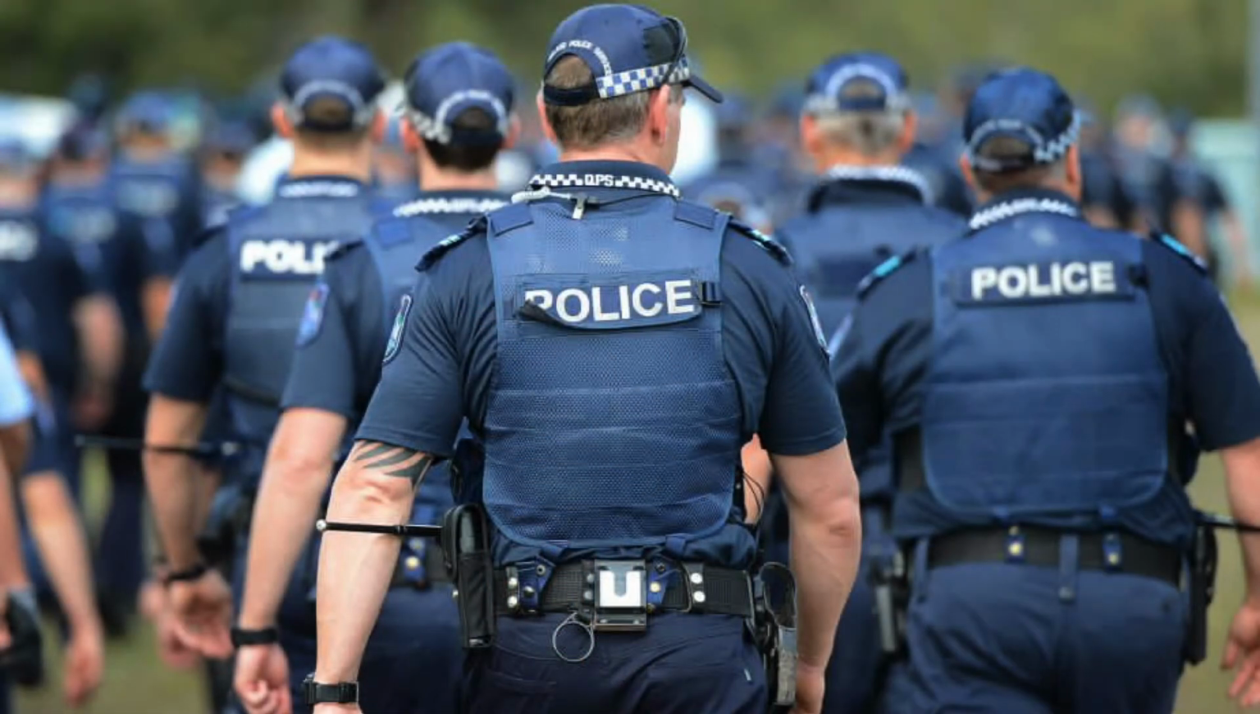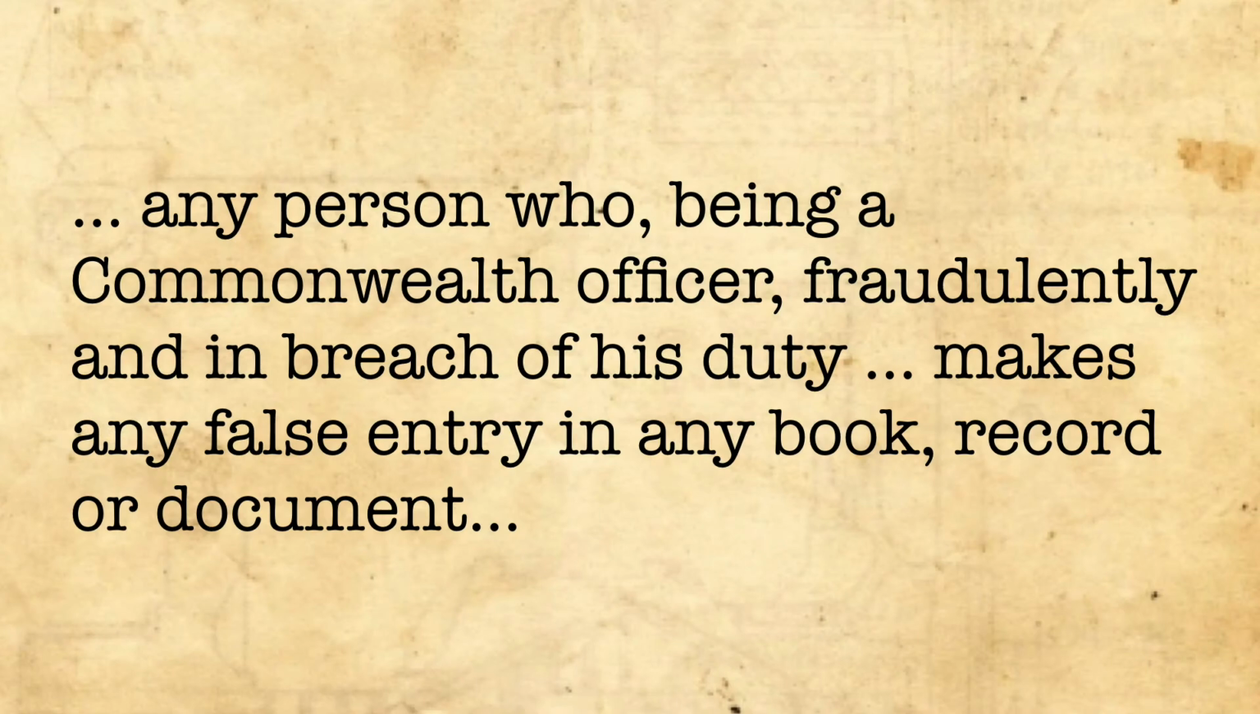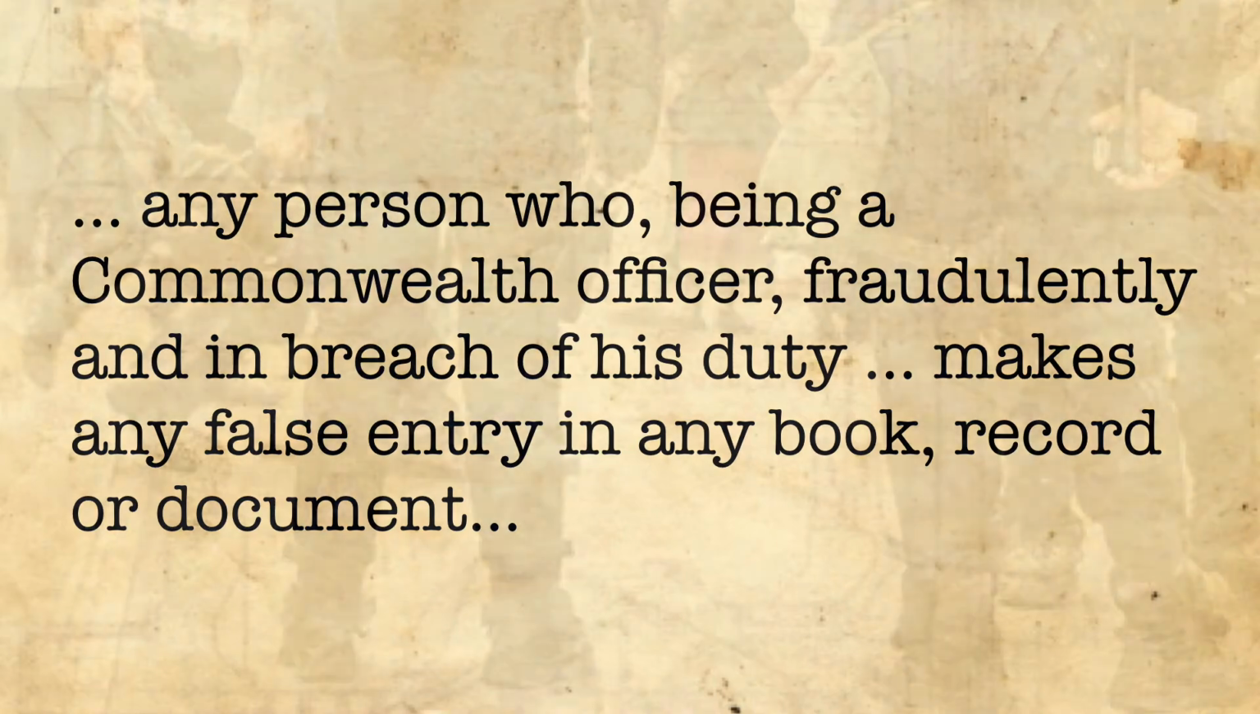During that prosecution, the defence asked to see the search warrant allowing the search of the suitcase. Now, at law, no search warrant was actually needed and none had been obtained, but in a moment of stupidity, the officer falsified one. It all came unstuck, and the officer was charged under Section 72 of the Commonwealth Crimes Act, under which an offence was committed by any person who, being a Commonwealth officer, fraudulently and in breach of his duty, makes any false entry in any book, record or document.